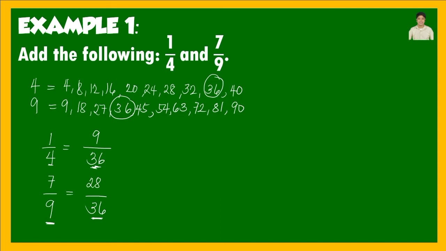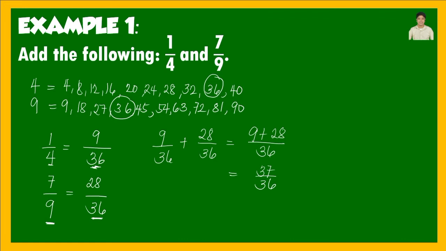Now, i-add natin ngayon tong mga similar fractions. Sulat natin dito: 9/36 plus 28/36. Apply po natin yung rules natin sa similar fractions. Dahil similar fractions na sila, add lang po natin yung dalawang numerator. So, that will become 9 plus 28 over 36. The sum of 9 and 28, that is 37/36. Ayan.